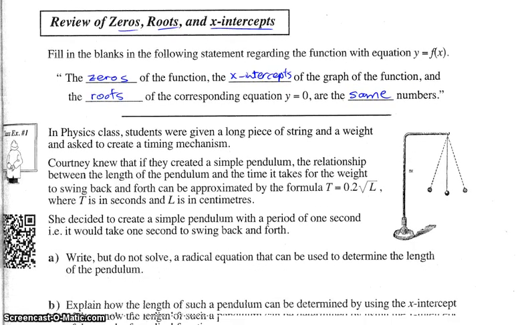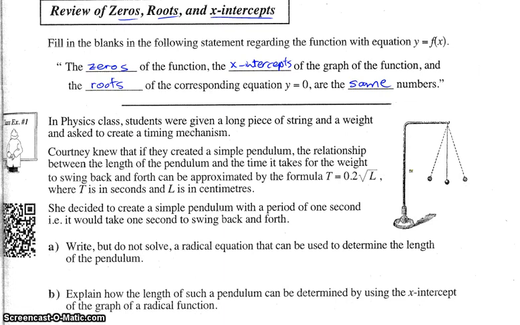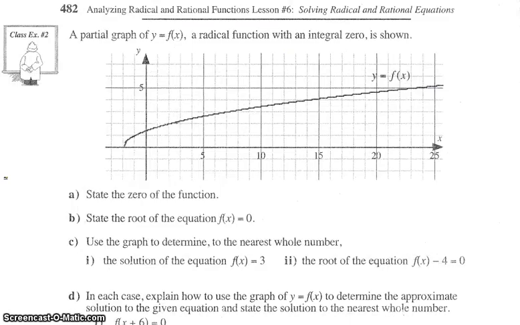Okay, we're going to skip example number 1 and go straight to the next page. So let's try that. Example number 2. Here we are, a partial graph of y equals f of x, a radical function with an integral 0 is shown. Now what they're saying when they say an integral 0, so 0 where y is 0, an integral means it's an integer. So where y is 0, here we go. Even though that doesn't necessarily look like it's right at x equals negative 2, because they said the 0 was an integer, it would be x equals negative 2. So that's what that little direction is telling you.